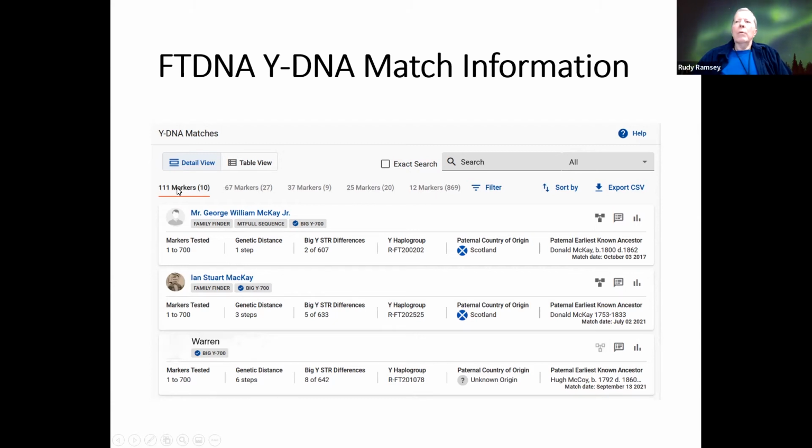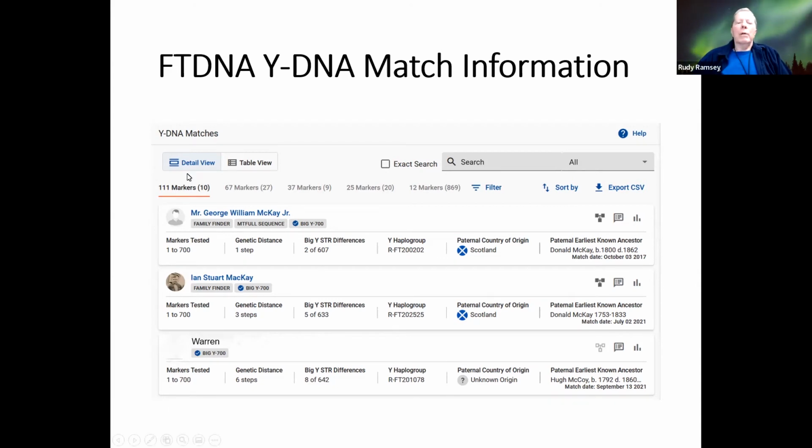So I could bring up this display for everybody who has 12 markers or more and with whom I'm connected, and that's 860, to whom I'm related closely. That's 869. Not very interesting though. I mean, some of those are way far removed on the ancestral tree from me. So here's for 25, 37, 67, and 111.